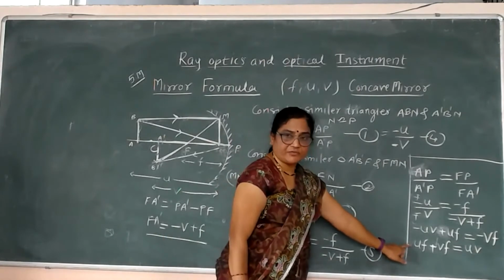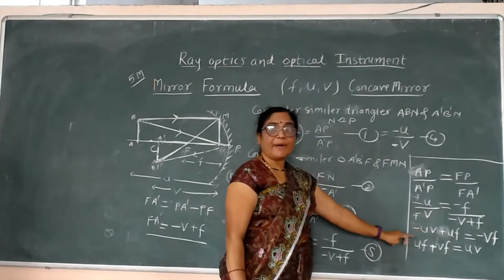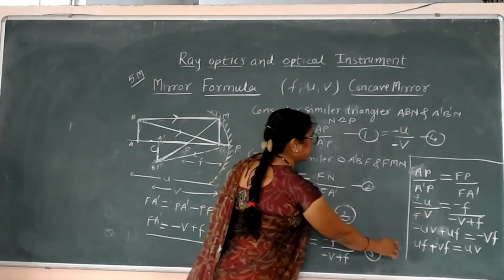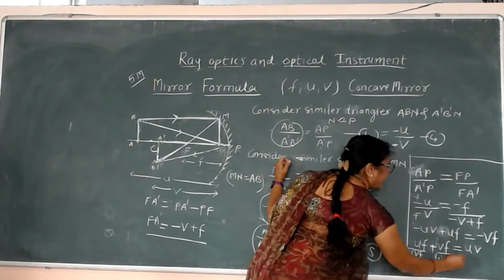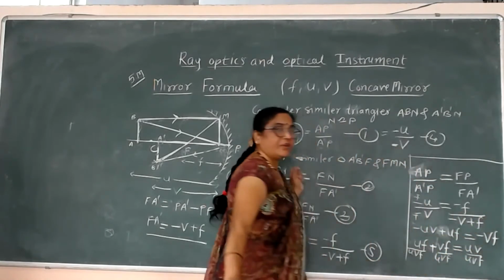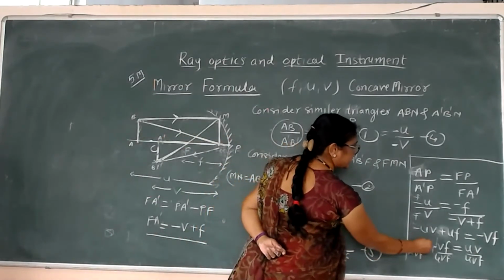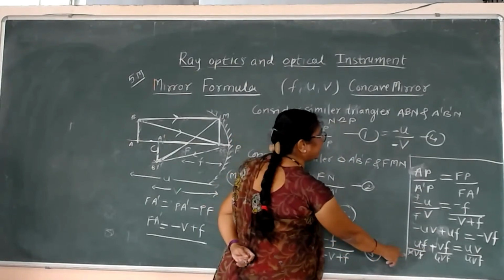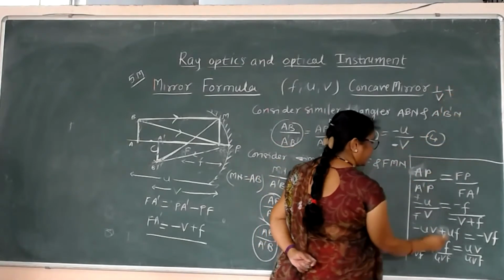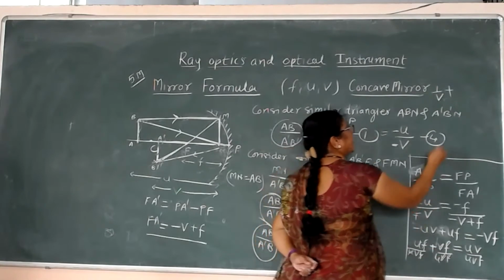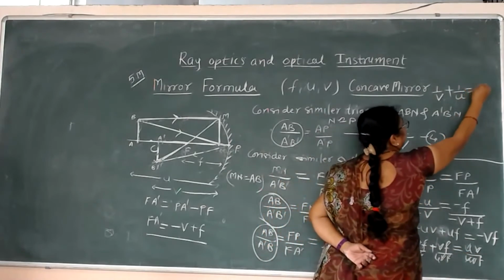When we divide this equation by UVF, which is also equal to UVF, U gets cancelled, F gets cancelled, and the remaining value is 1 by V. Plus, VF gets cancelled and the remaining value is 1 by U. UV gets cancelled, and we get 1 divided by F.